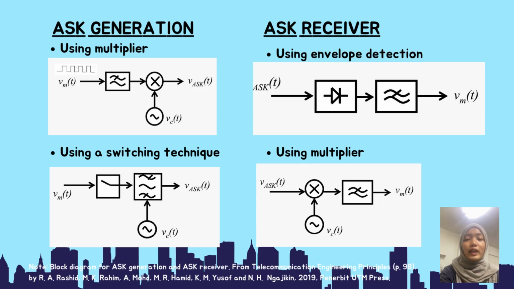The second one is a synchronous detector. This detector requires an oscillator where the frequency is set to the carrier wave frequency. The modulated signal will undergo multiplication with the oscillator output signal, and the low pass filter is used to filter out the high frequency signal.